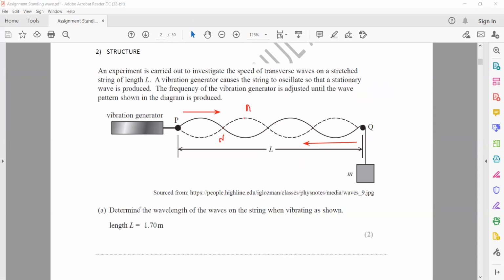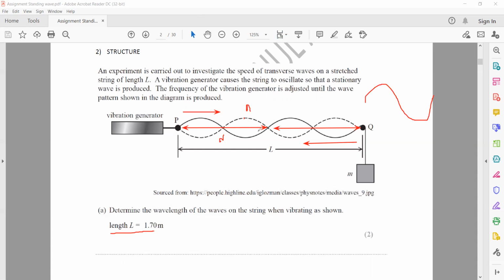Now the question is, determine the wavelength of the wave on the string when vibrating as shown, when the length L is 1.7 meters. So this total length is equal to 1.7 meters. We can work out the total number of waves. How can we work out the total number of waves? This is one complete wavelength and this is the second complete wavelength.